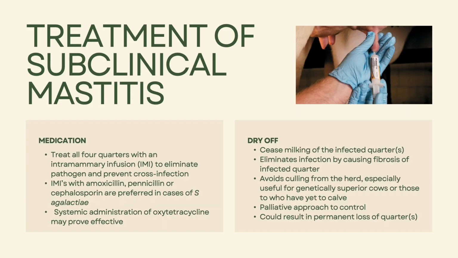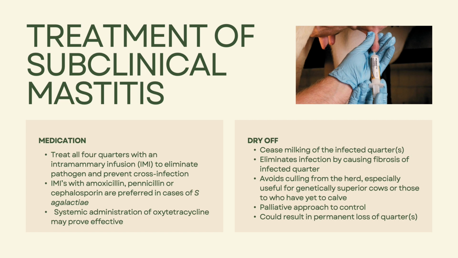Treatment of subclinical mastitis can be done several ways, and here are two of the ways that I'm going to discuss. First of all, you could administer medication. All four quarters are treated with an intramammary infusion to eliminate pathogens and prevent cross-infection. So you want to make sure that even if you're just injecting into a normal quarter, that you get a clean dose of medication. Intramammary injections with amoxicillin, penicillin, or cephalosporin are preferred in cases where the pathogen is S. agalactiae. And systemic administration of oxytetracycline may also prove effective. However, it's important to remember that subclinical mastitis presents without systemic infection.